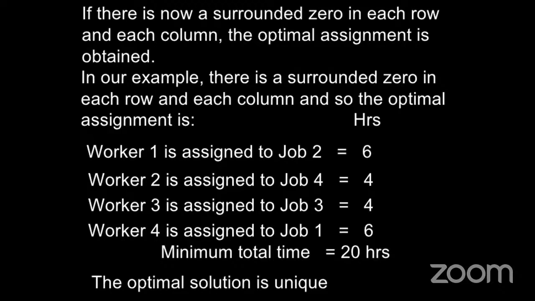In our example, there is a surrounded 0 in each row and each column. So the optimal assignment is: worker 1 is assigned job 2, whose hours or cost, it may be a cost or hours, is 6 hours. Worker 2 is assigned job 4, 4 hours. Worker 3 is assigned job 3, 4 hours. Worker 4 is assigned job 1, 6 hours. Minimum total time is 20 hours. The optimal solution is this only.